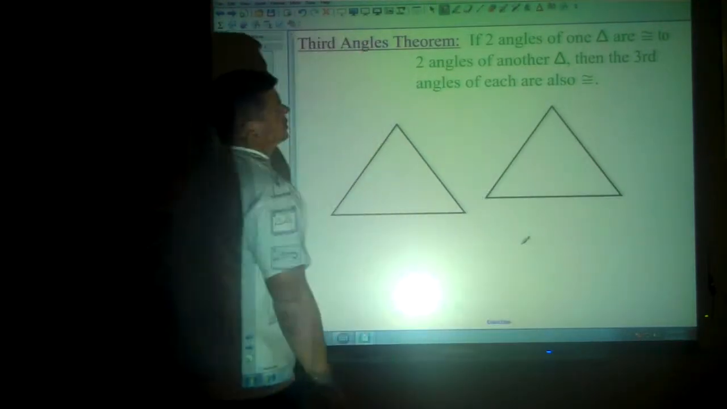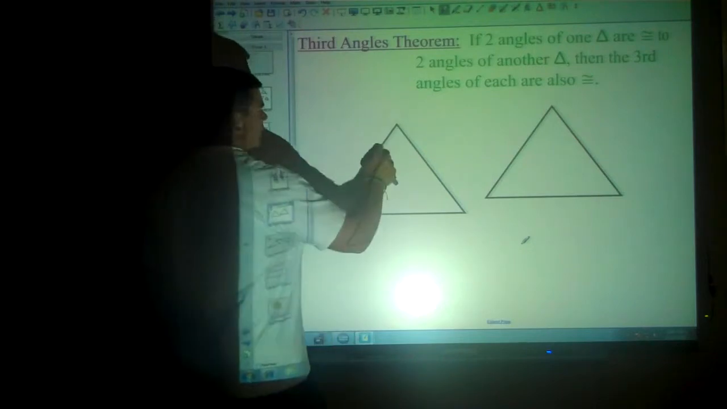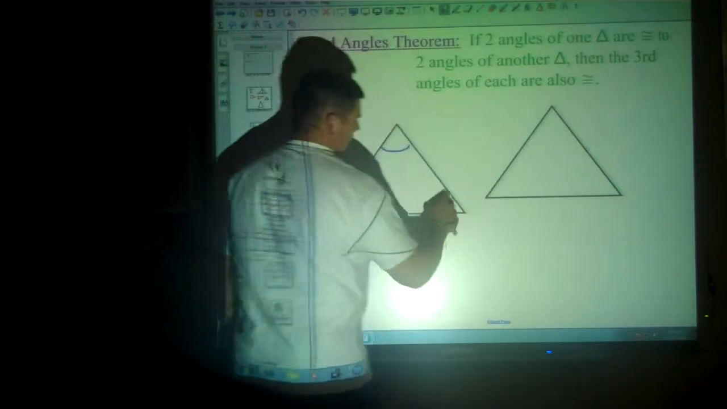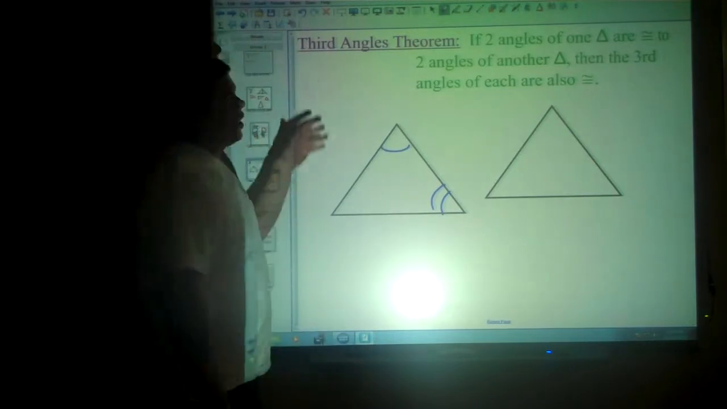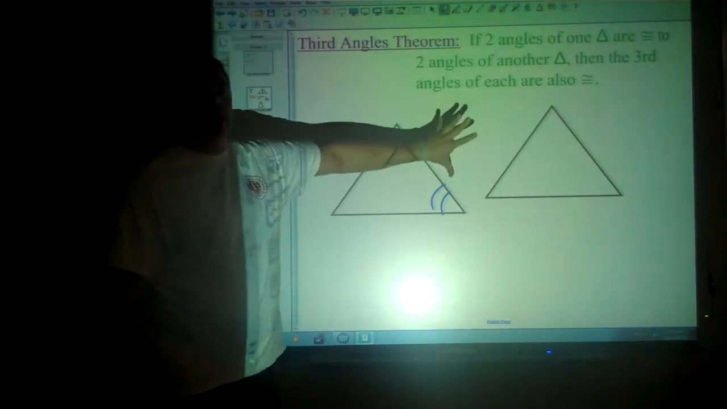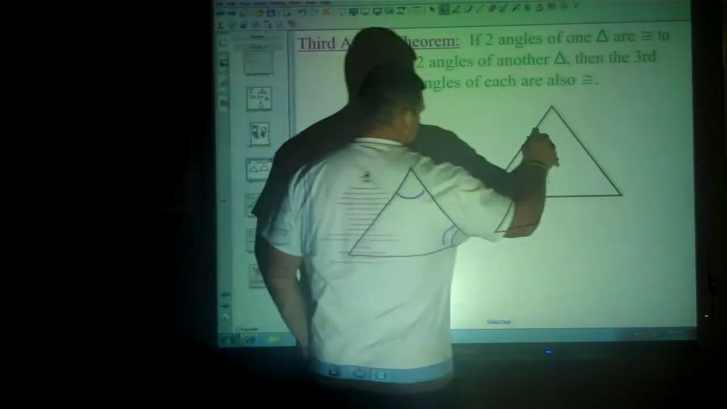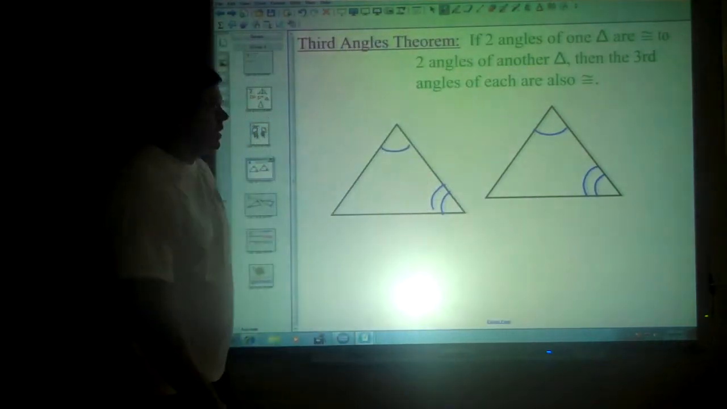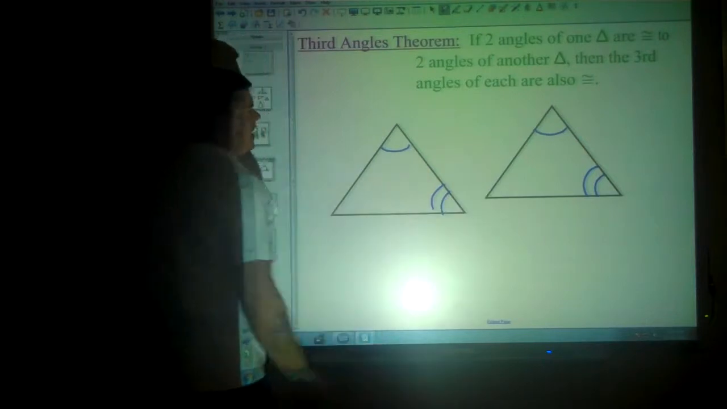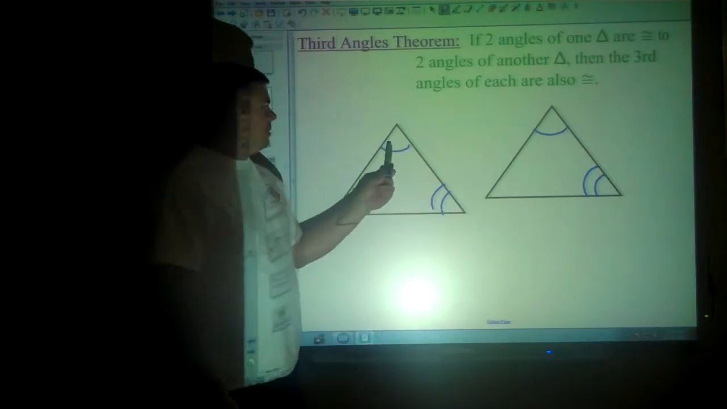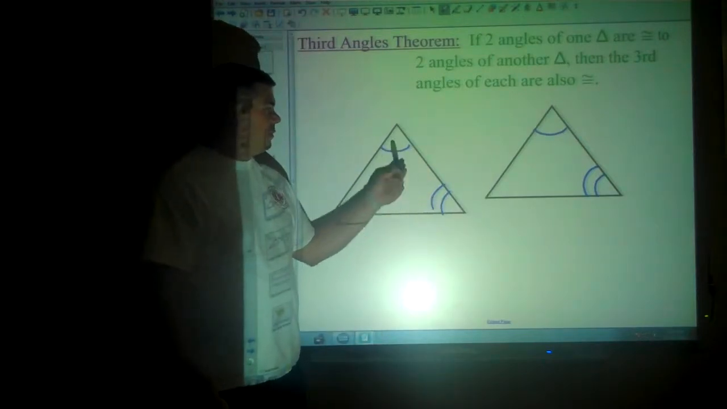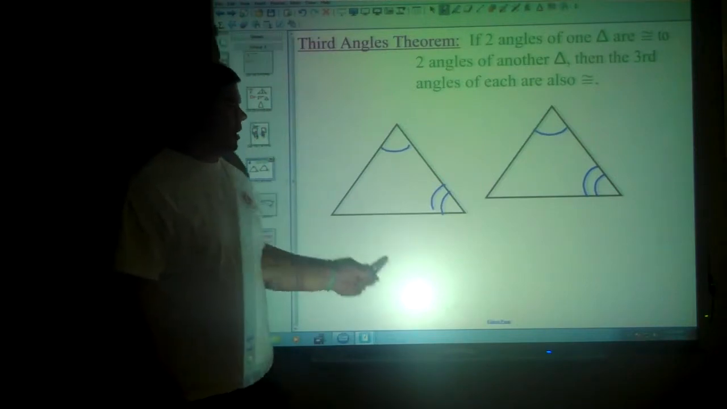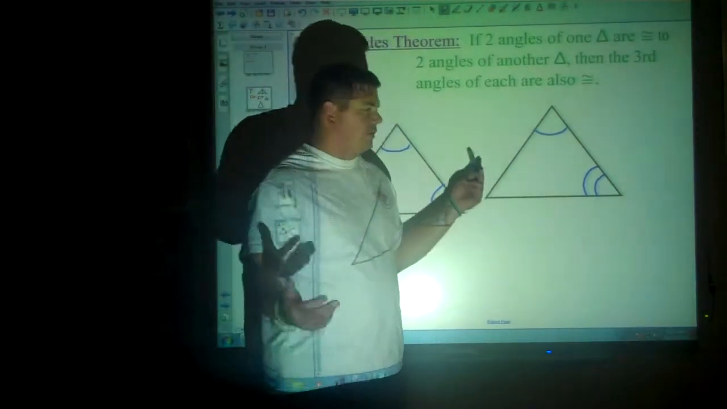The third angles theorem would say that if you have two angles of one triangle, like this angle and this angle, and they are congruent to any two angles in the other triangle, so maybe this one and this one, even if it was oriented differently, then the third angle has to be the same, which it has to be. Because let me imagine this was 60 and this was 100. That'd be 160. The leftover would have to be 20. 60 and 100, leftover would have to be 20.